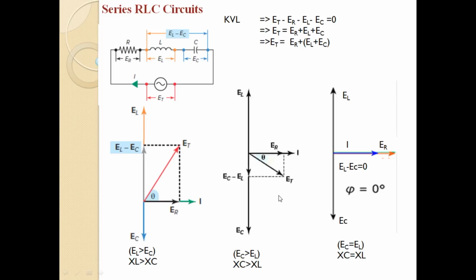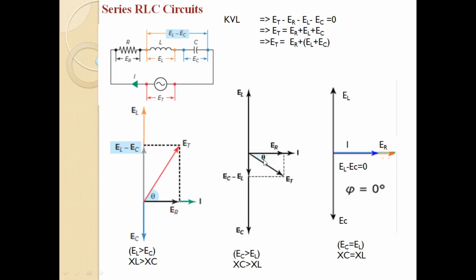Now the resultant of the voltage across the resistor and the voltage across the inductor and capacitor taken together will be this ET, and here you can see that ER is the drop across the resistor and this is the resultant of the drop across the inductor and capacitor. So now the total applied voltage ET will be given by the phasor sum of this ER plus this EC minus EL.